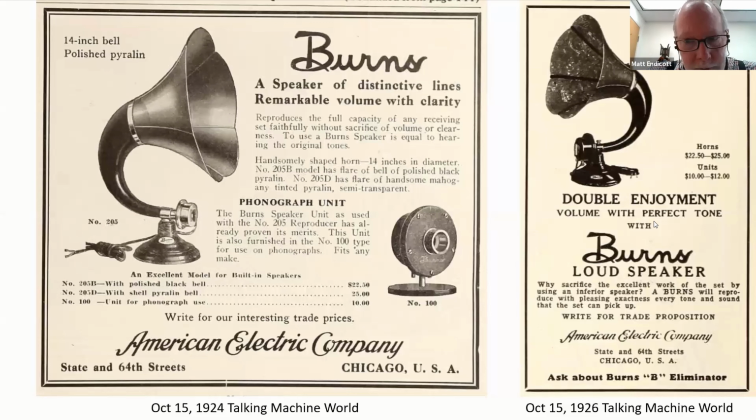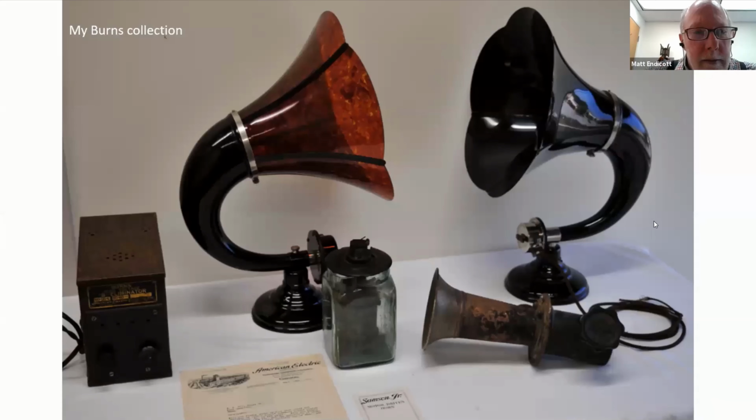I think most of you guys have seen these. These were available in Shell. Actually, they were also available in Mother of Pearl. Mother of Pearl was $30, and from everything I can tell, they only sold them for a few months in 1926. But I could be wrong, but they're rare.